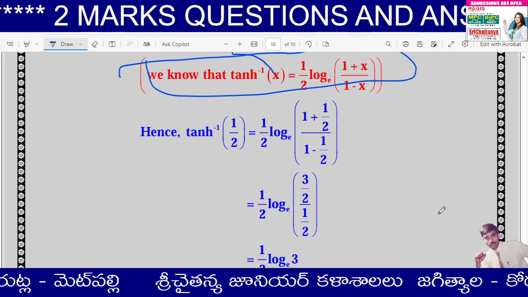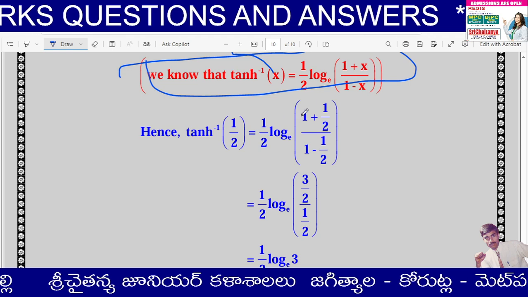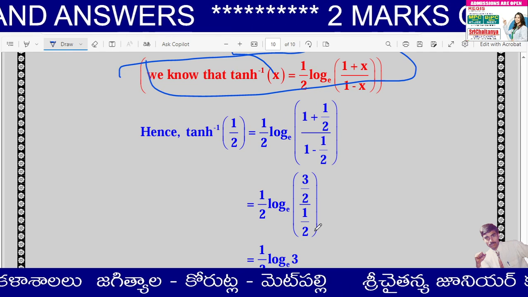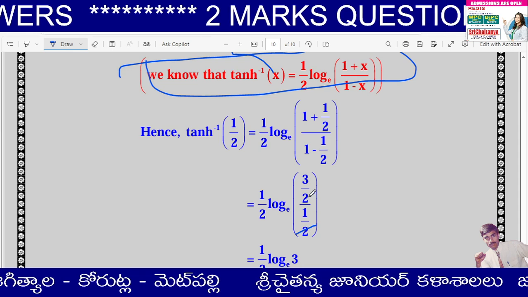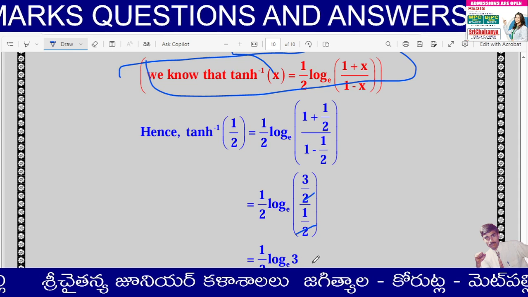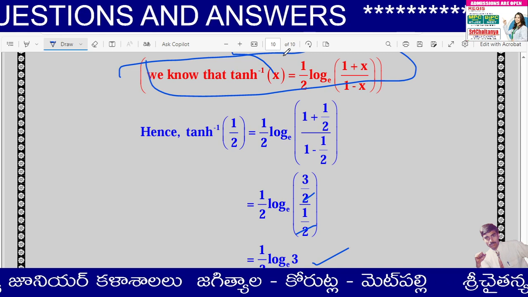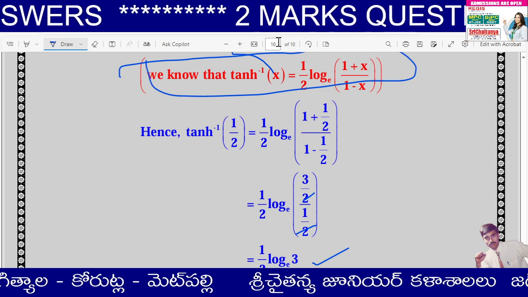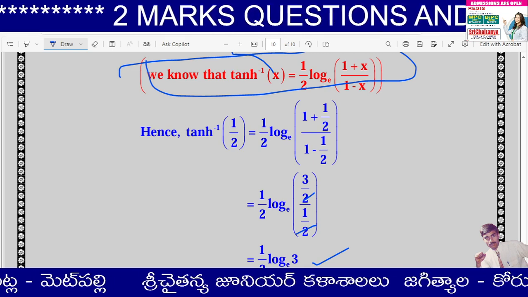Now 1 plus 1 by 2: 2 ones are 2, plus 1, 3 by 2. 2 ones are 2 minus 1, 1 by 2. The 2s get cancelled. Now 3 by 1, that means 1 by 2 log e base 3. LHS equals RHS. Today 10 questions completed. Okay.